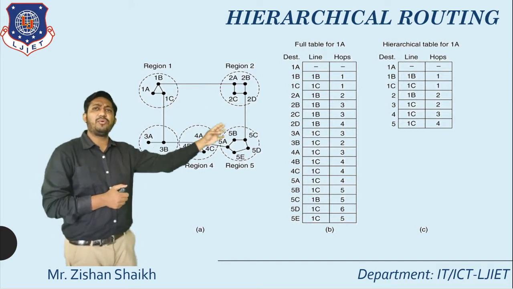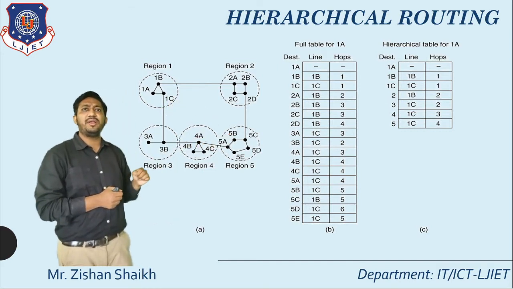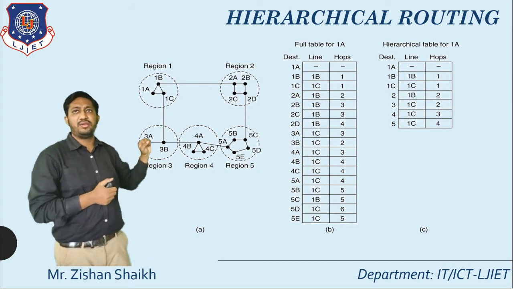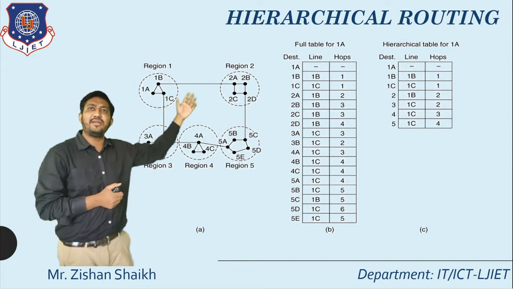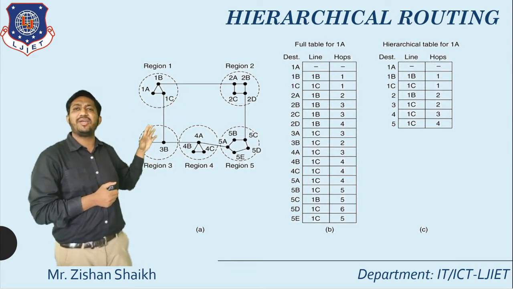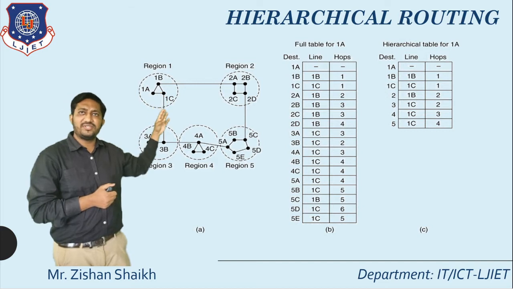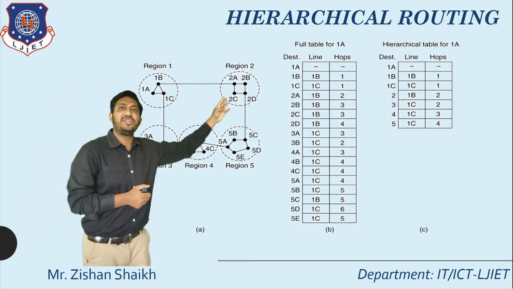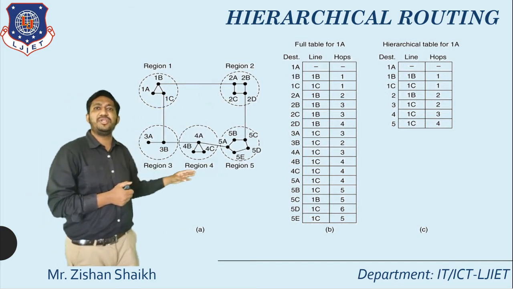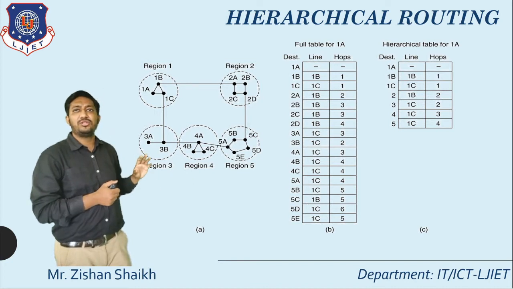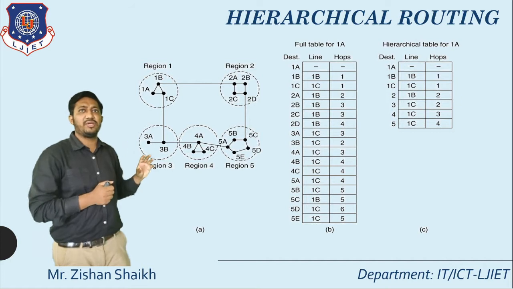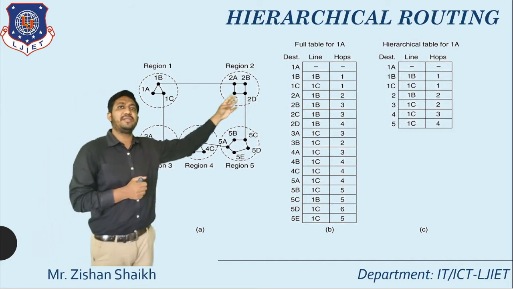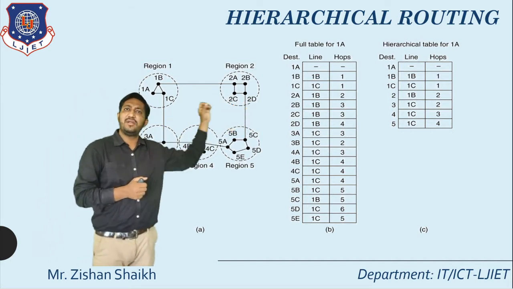Now we are talking about table C. Table C is the hierarchical route table for 1A. From 1A, the directly connected entries are 1B, 1C, then region 2, region 5, region 4 and region 3. So totally from 1A I can reach five items here, and for that we maintain the table, that is table C.